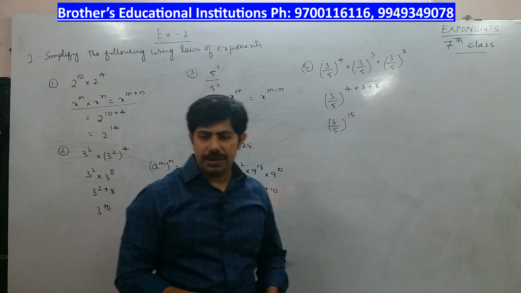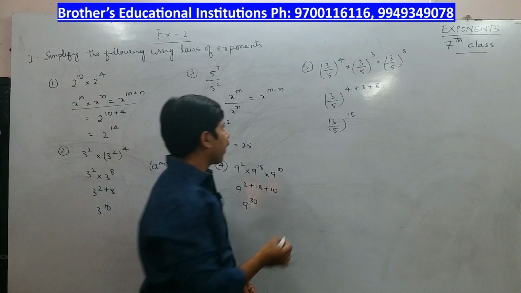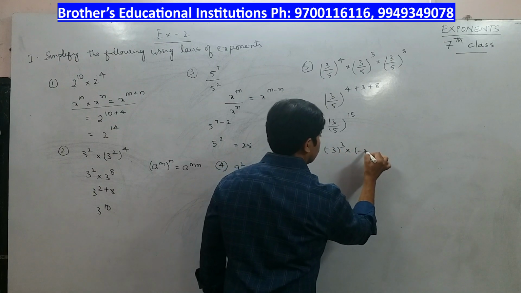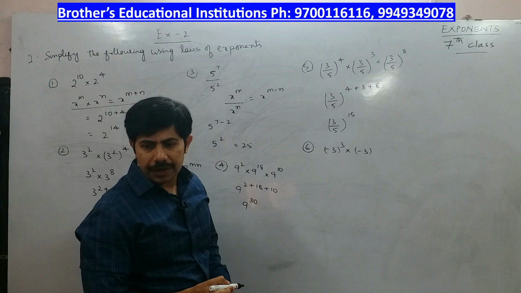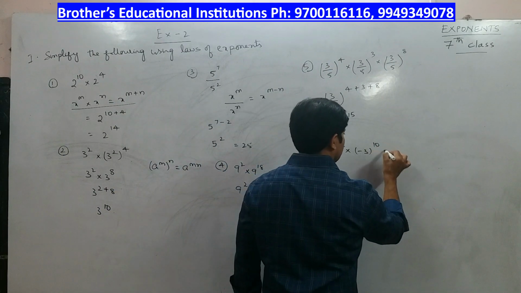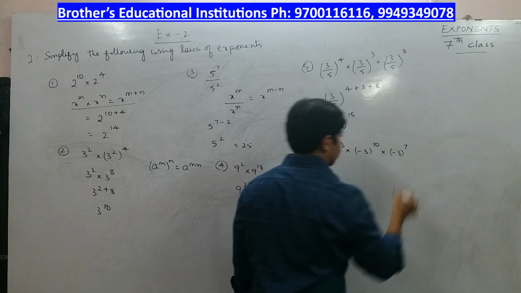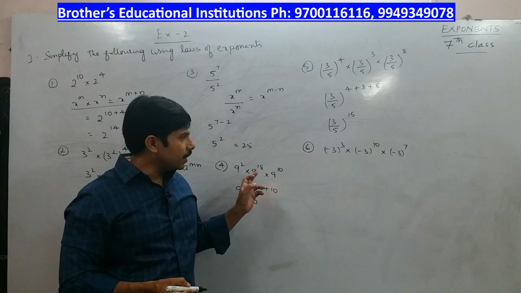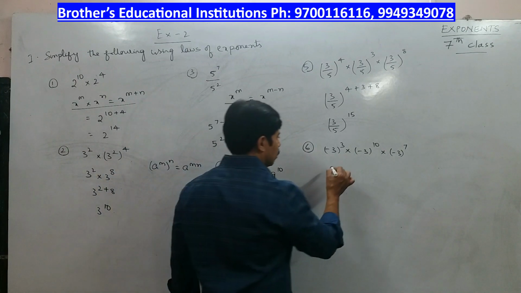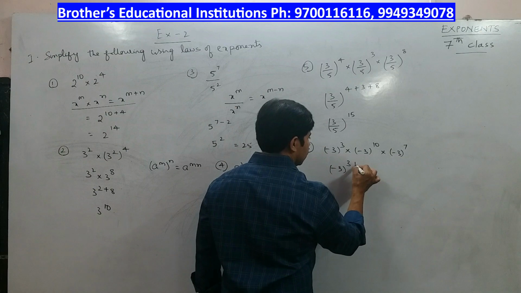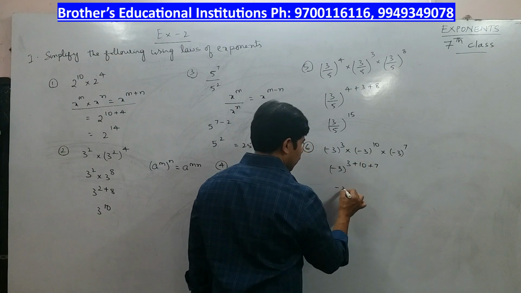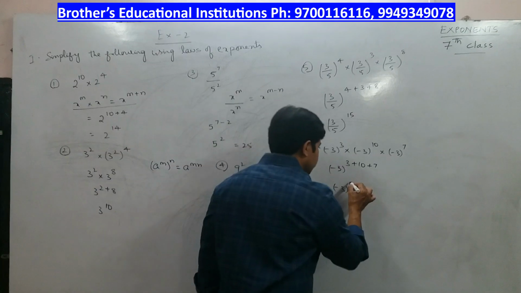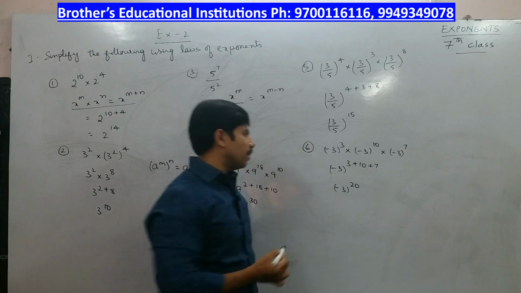The next one is minus 3 whole power 3 into minus 3 whole power 10 into minus 3 whole power 7. Okay, now here again the bases are same, the base is minus 3 and they are in product, just add the powers. So minus 3 whole power 3 plus 10 plus 7. 3 plus 10 is 13, 13 plus 7 is 20, right? So here minus 3 power 20.